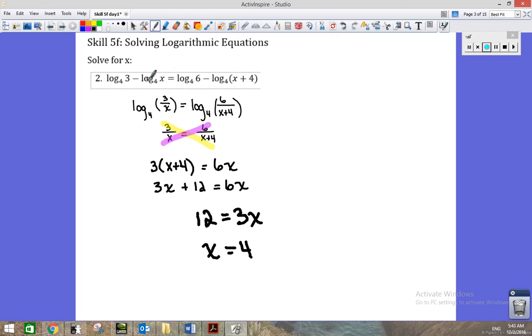Plug in 4. Hey, I can take the log of 4. That's positive. I just cannot take the log of a negative number. I cannot take the log of 0. If I plug in 4 on the right-hand side, I get 4 plus 4. Hey, that's positive as well. So I know that this is not extraneous.